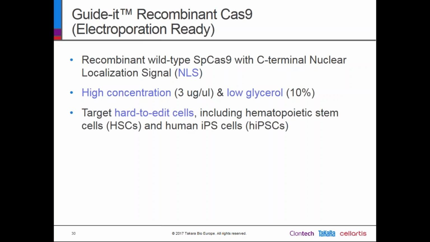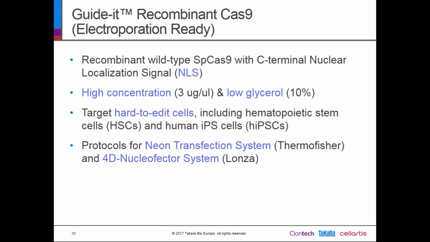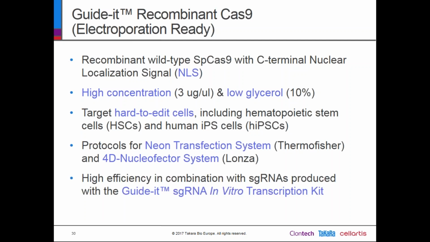And in the following slides, I would like to show you that electroporation can also be used to target hard-to-edit cells, including hematopoietic stem cells and also human iPS cells. And we provide protocols for the Neon transfection system and the 4D nucleofactor system from Lonza in the protocol of the recombinant protein. And what we also found is that we achieved very high efficiency in combination with guide RNAs produced with the in vitro transcription kit that I explained at the beginning.